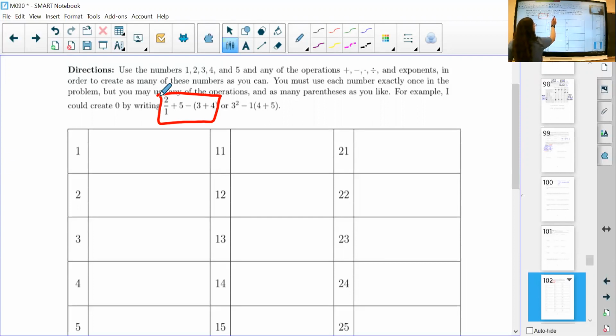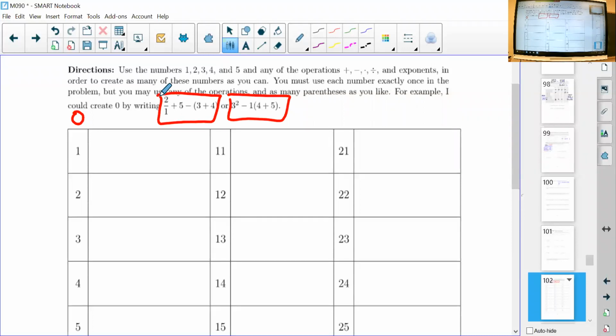Or grouping first, that's a 9. Then exponents, that's a 9. 9 minus 1 times 9, that's 9 minus 9, that's 0. So these would both go in the 0 box, or either could go in.